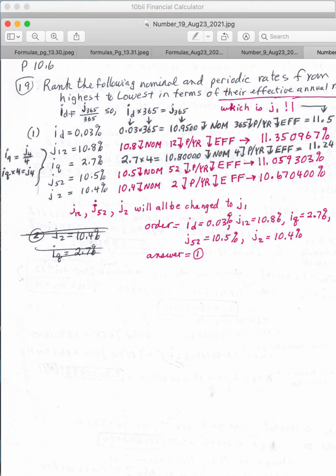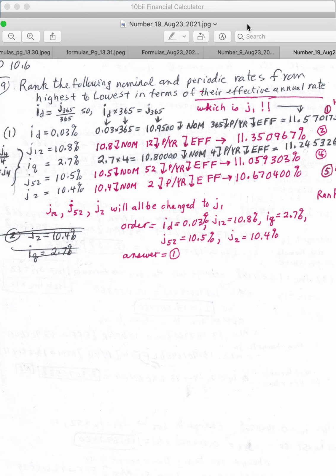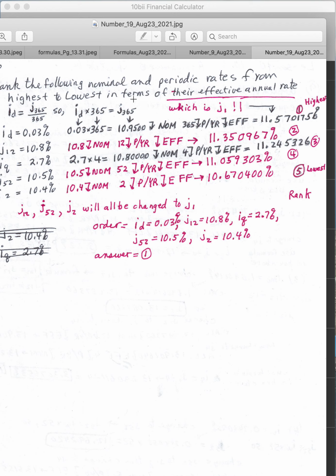Interest per day is the same as J365 divided by 365. So if I multiply both sides by 365, I get our magic formula for this question. Interest per day times 365 will give us J365. Once we're at a J, we can get to a J1, because what we're after, if you look at the question in red here, is to rank from highest to lowest in terms of their effective annual rate, which is J1. That's the definition of effective annual rate.